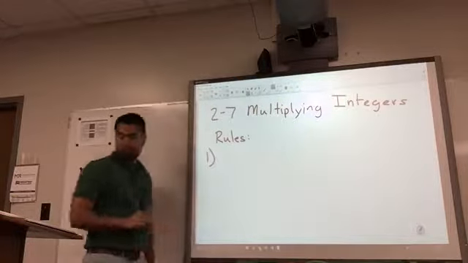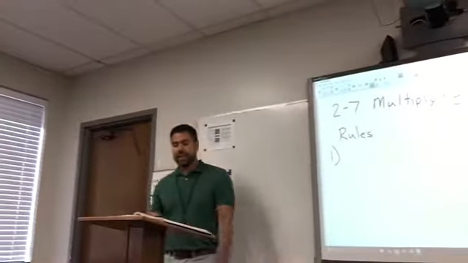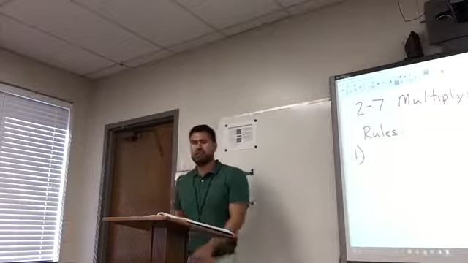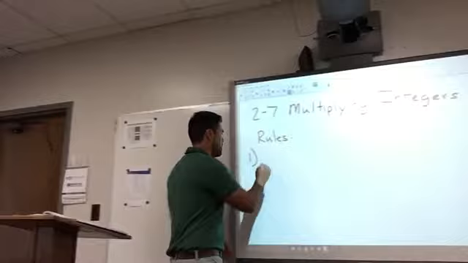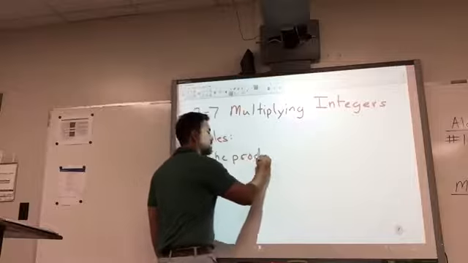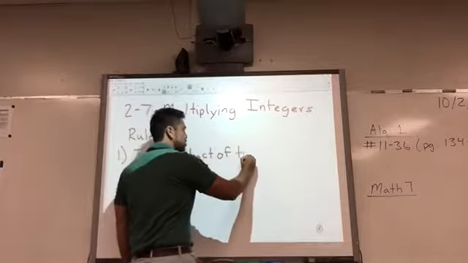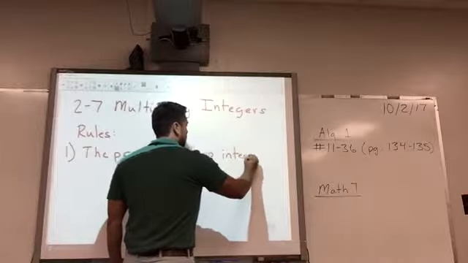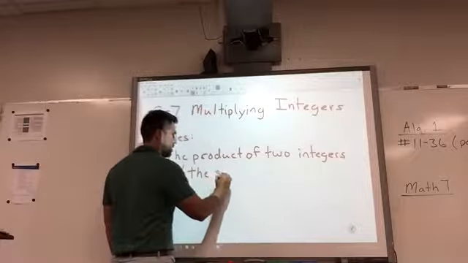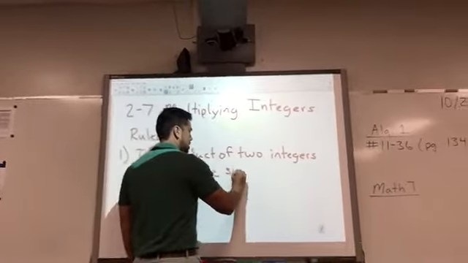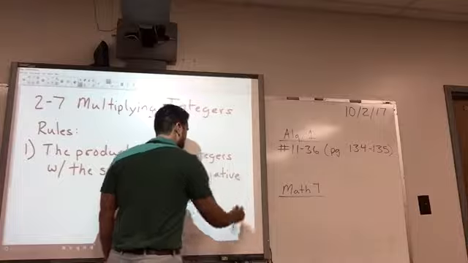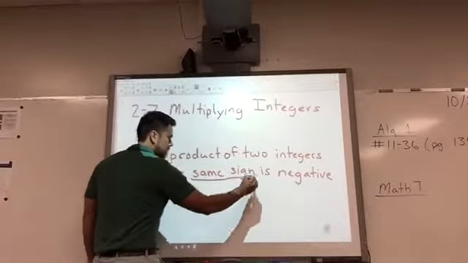There are two. The first one is found on the bottom of page 99. Can anyone read that for me? On the bottom of page 99, multiplying integers with different signs. So read that for me. Sarah? Yeah, the product of two integers with the same sign is negative. Same sign, negative.